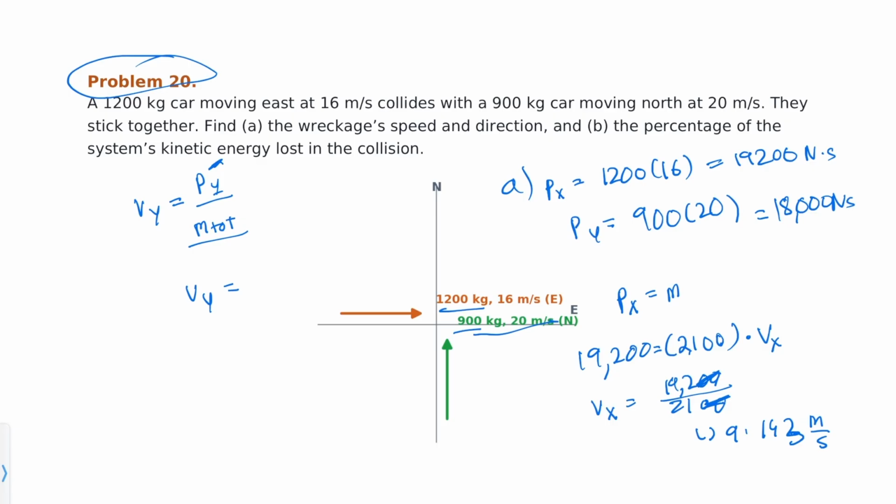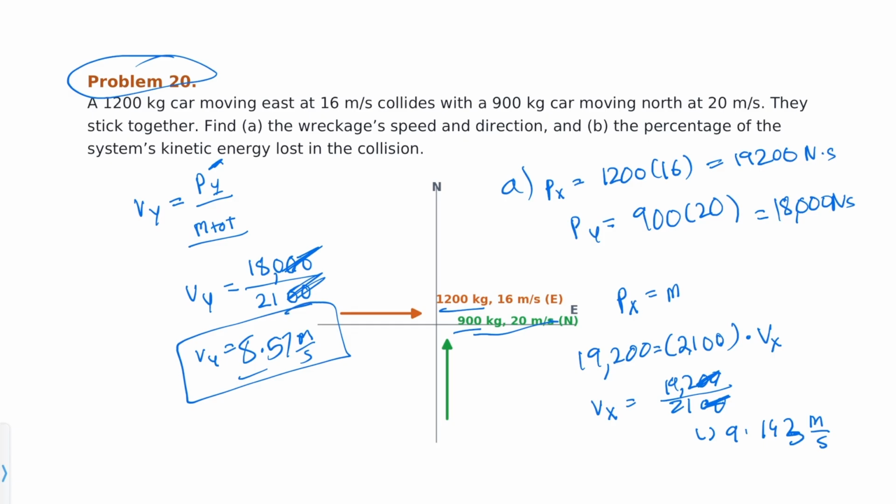So here, what's our momentum y? 18,000 over 2100, because that's our total mass. Remove both those zeros and get about 8.571. Do I want to include the 1 or just leave it here? 8.57 meters per second.